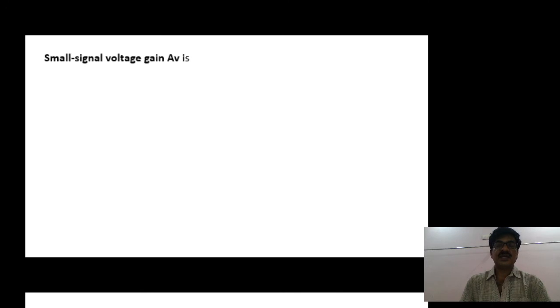Now coming to voltage gain, the voltage gain AV equals, as usual, V0 divided by Vs.